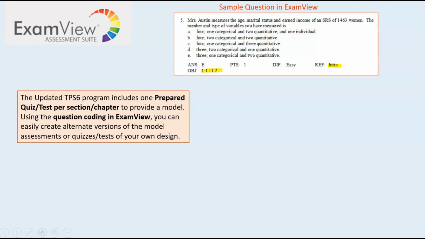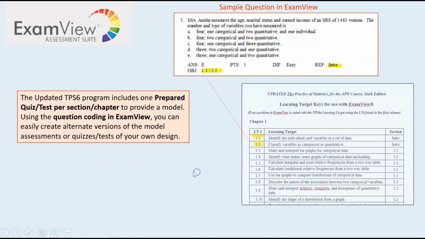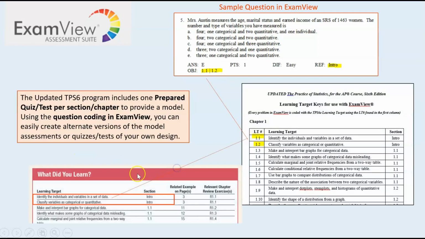ExamView bank files are organized by chapter, and each question is coded with the section and learning targets that are addressed. The learning targets are numbered sequentially through the chapters and mapped to the What Did You Learn table in the student edition. We also provide a learning targets key in the Getting Started folder of the teacher's resource materials. By searching by learning target, you may quickly and easily build quizzes and tests to assess the desired content. And you can use the prepared quiz or test as a model to build a good assessment.